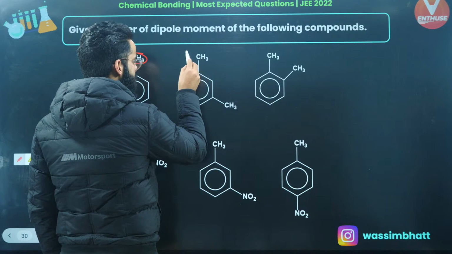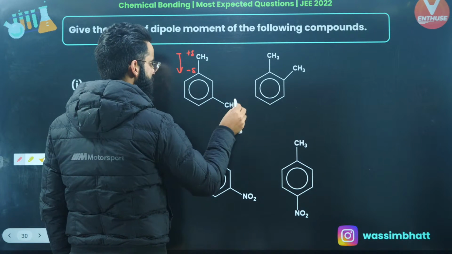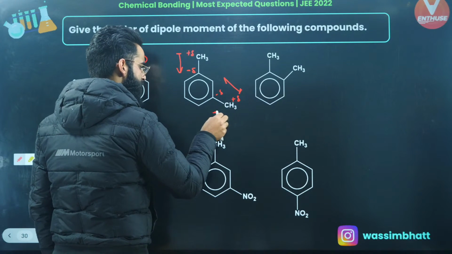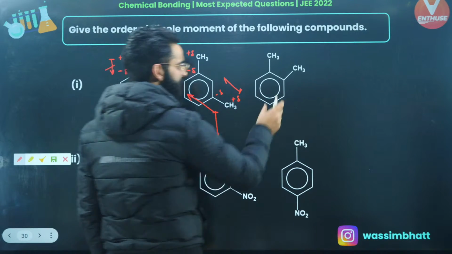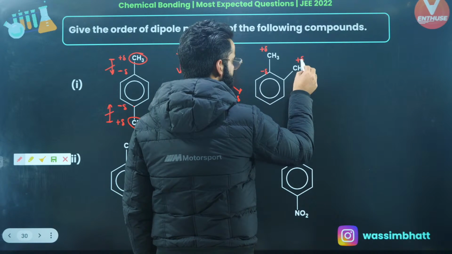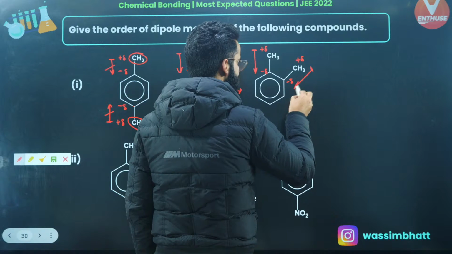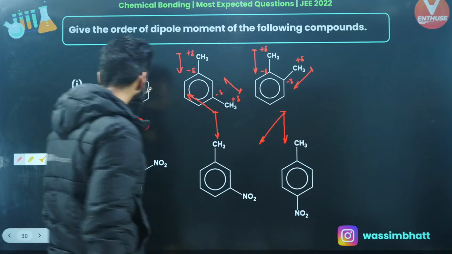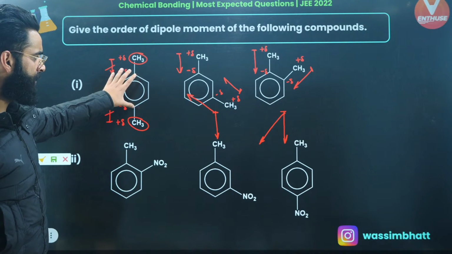So the net dipole moment of this is 0, right? Again, this is electron donating, so this is delta positive, this is delta negative, and the dipole moments go from positive to negative. One dipole moment is pointing downwards, one is in this way. Similarly, in this particular one, this is delta positive, electron donating, delta negative. So one dipole moment is pointing exactly downwards, one in this way. This one has got the least dipole moment among all, okay?